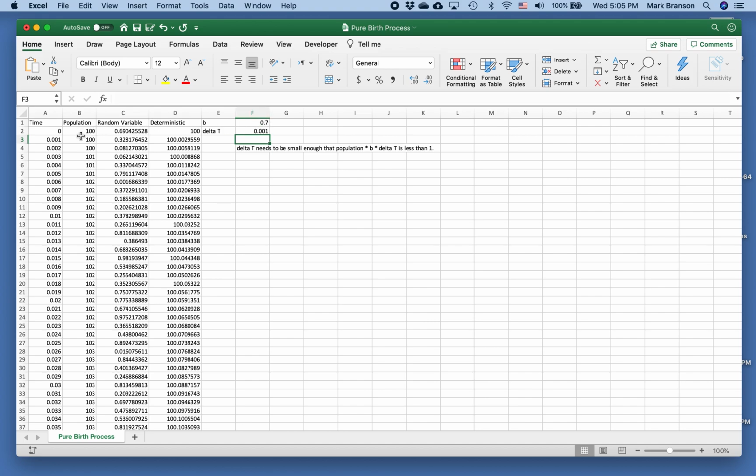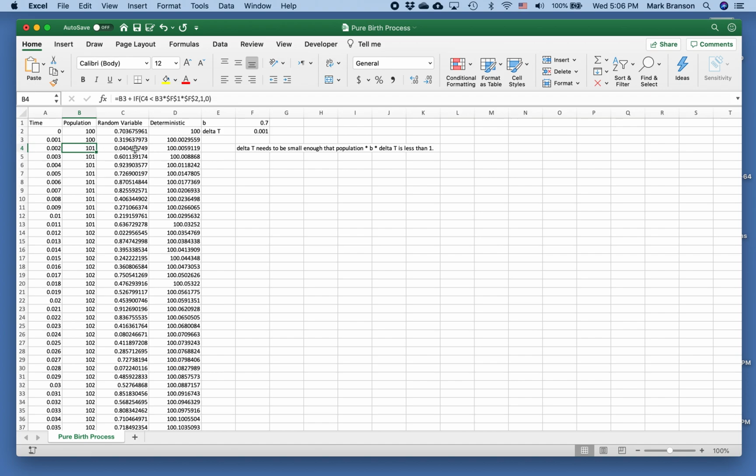So our population calculation here, what we do is we just do B2, the previous population, plus, if our random variable is less than the previous population times B times delta T, right? Remember that was our probability we moved to the next state. We add 1, otherwise we add 0. Okay? And so that's the mechanic for checking and doing the simulation.